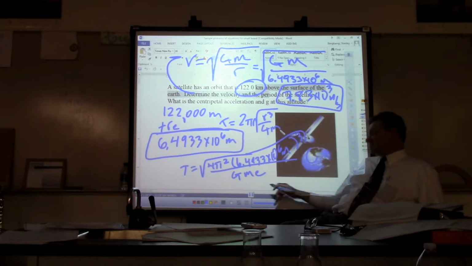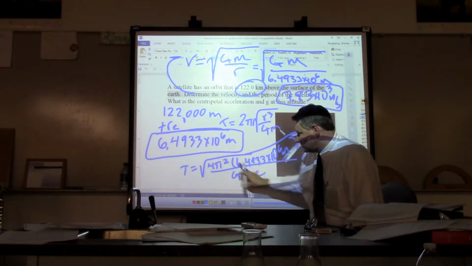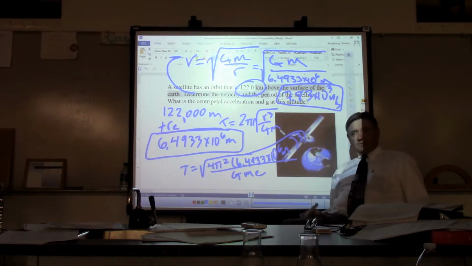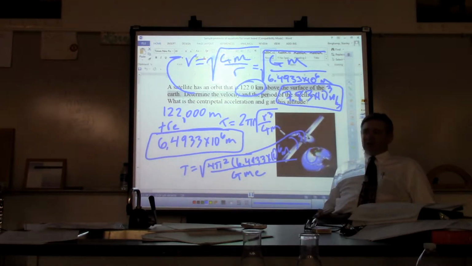The ultimate thing actually is that you take the square root of this whole thing, because that won't ever change as long as it's the Earth. And then the only thing you're left with is cubing the radius and taking the square root of it, otherwise known as Kepler's law. Anyway.